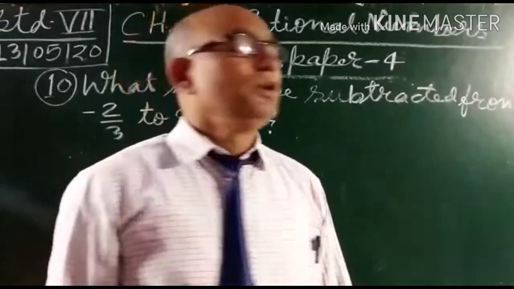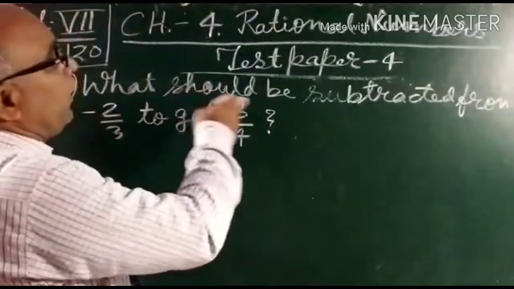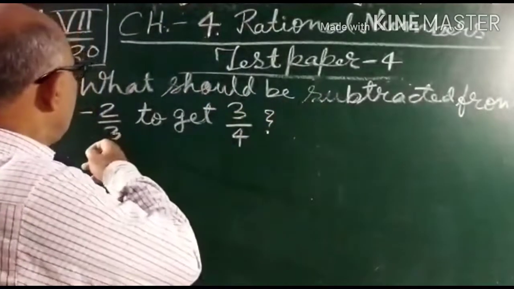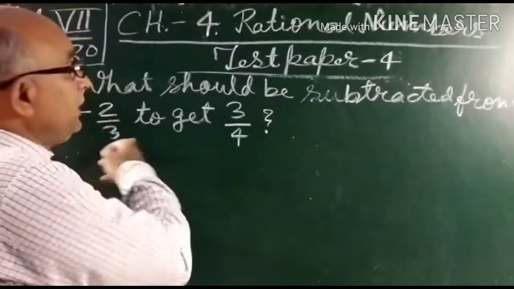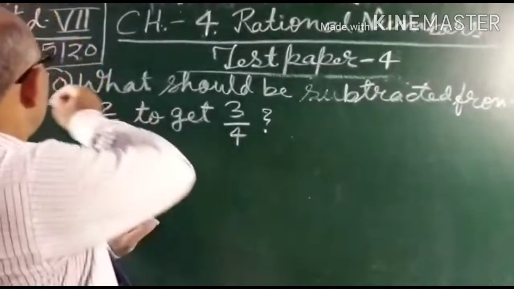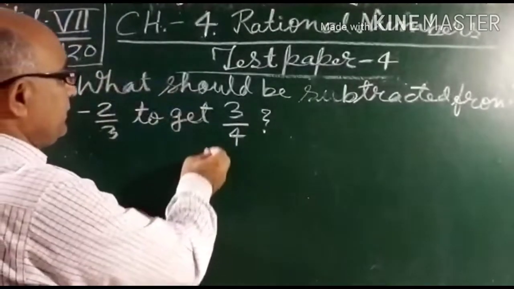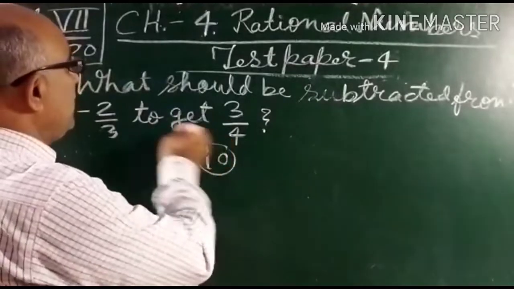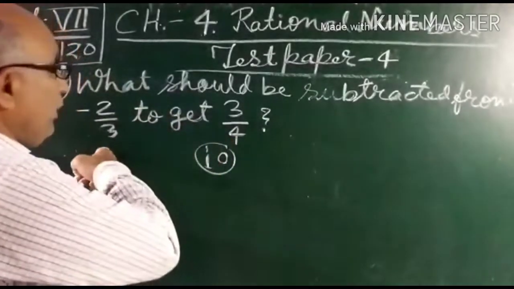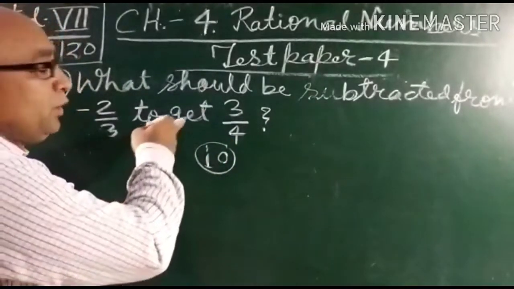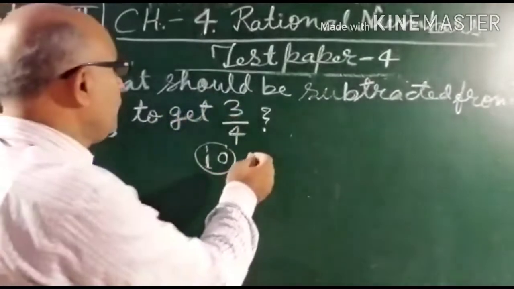Students, question number 10. Write on this board. Question number 10: what should be subtracted from minus 2 by 3 to get 3 by 4? What should be subtracted from minus 2 by 3 to get the result 3 by 4?